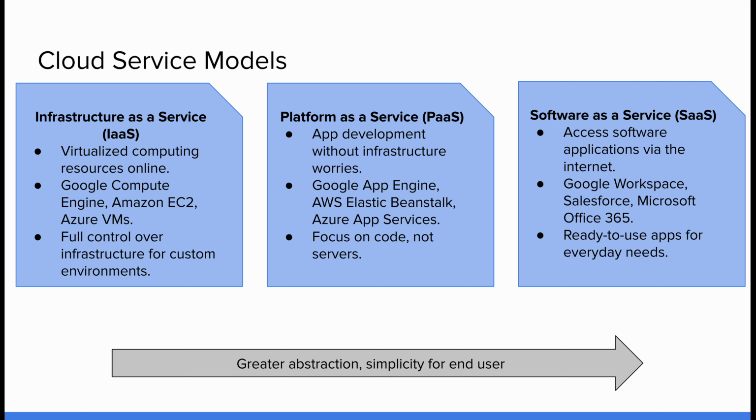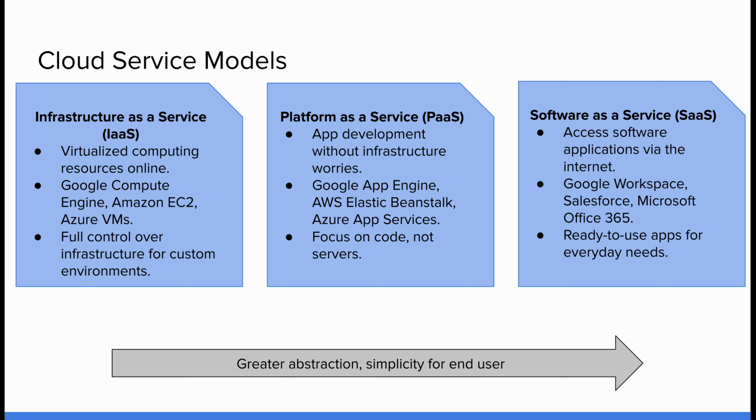Now, notice the arrow at the bottom of the slide. Essentially, from left to right, we have increasing levels of abstraction and simplicity for the end user as we move from IaaS to PaaS to SaaS. IaaS provides infrastructure, PaaS takes care of the platform, and SaaS delivers complete applications, all with the goal of reducing management complexity as much as businesses want.